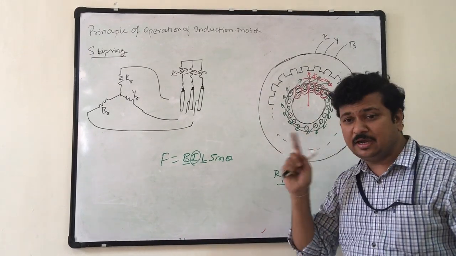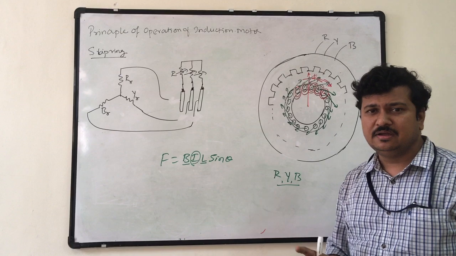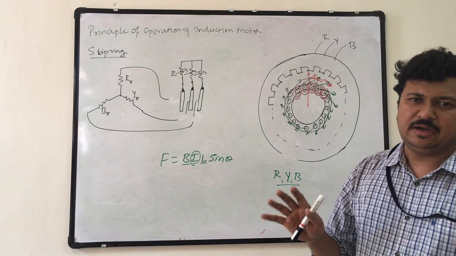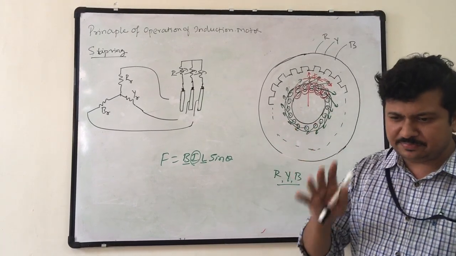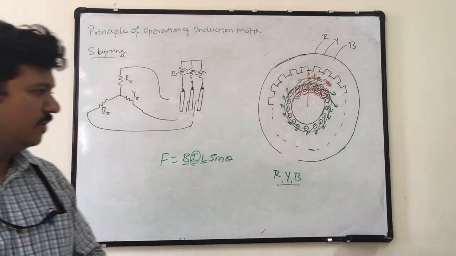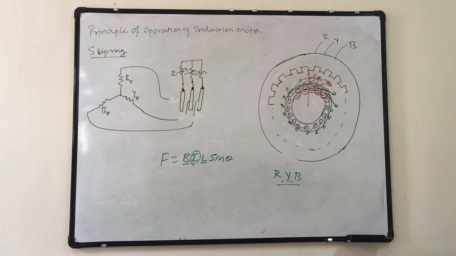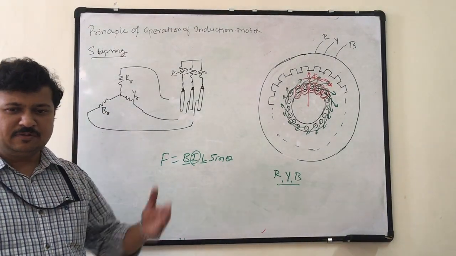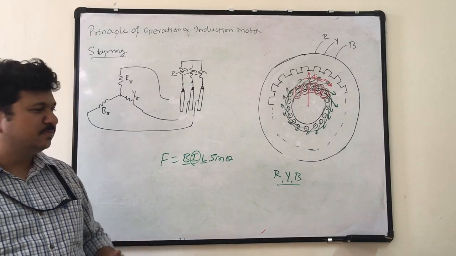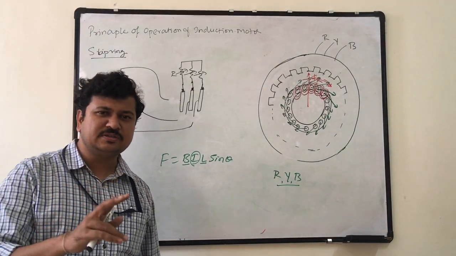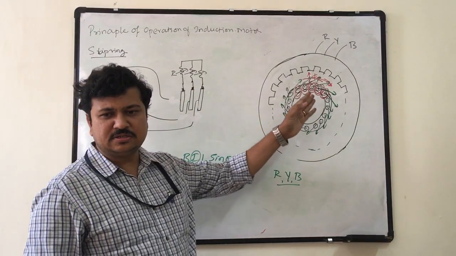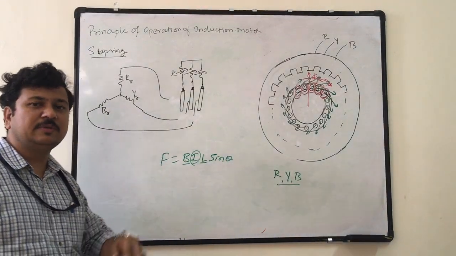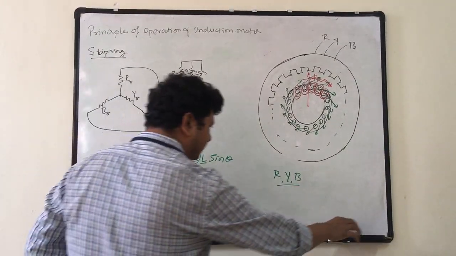So to oppose the relative motion, the rotor has to rotate in the direction of the rotating magnetic field. It will always try to achieve the speed of the RMF, but it will never achieve it. It will always slip back, and that speed is known as slip speed. The difference between the rotating magnetic field speed, that is synchronous speed, and the rotor speed is known as relative speed or slip speed. Okay? So we'll see.